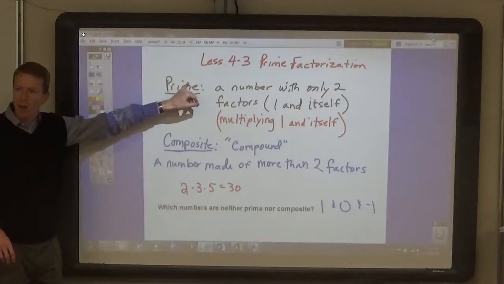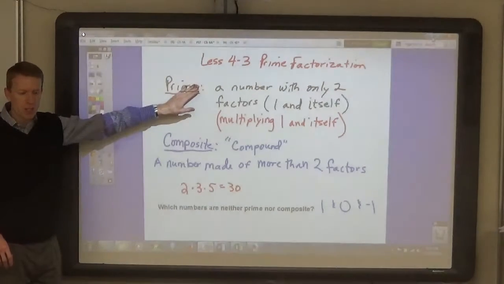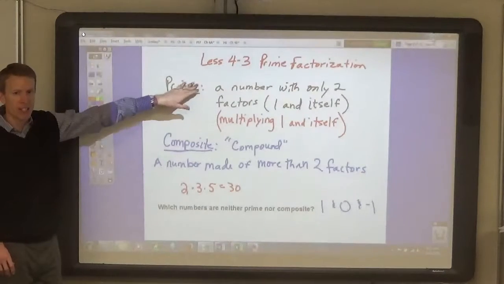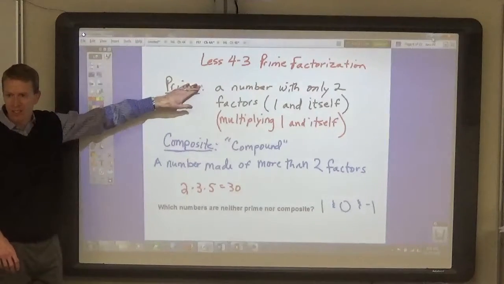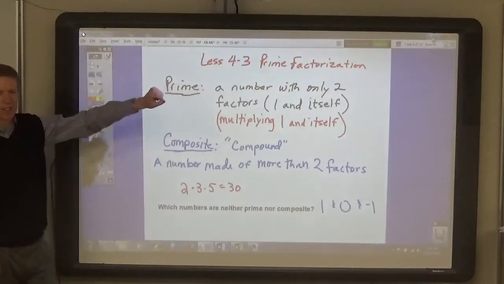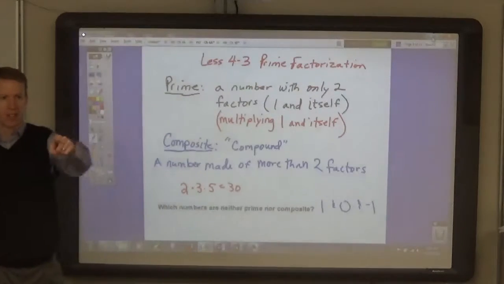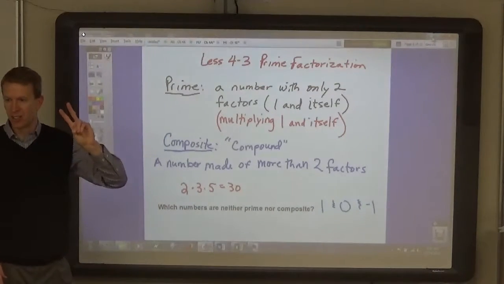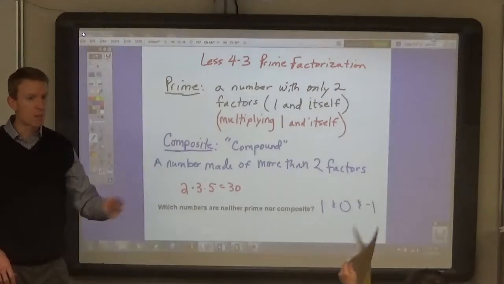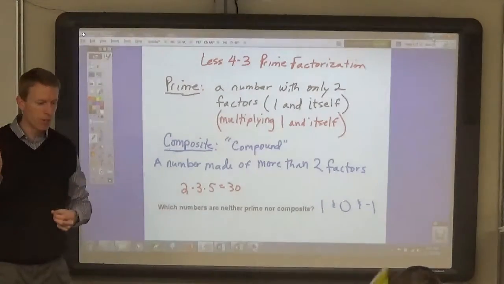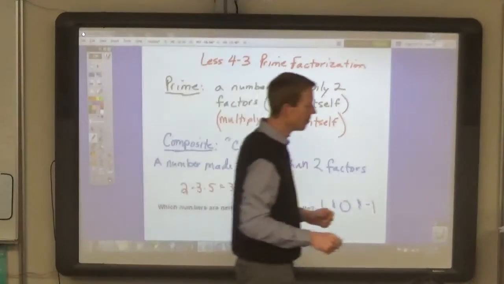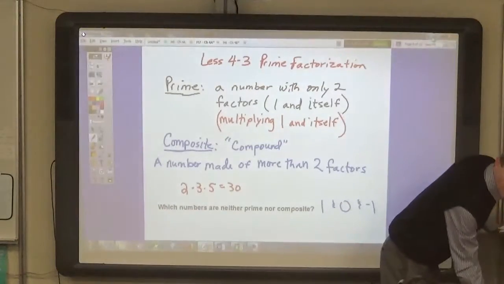We're going to talk about prime factorization. Let's start by going through these terms again. Okay, so everybody understands a prime number. What is a prime number? It's a number with only two factors. So 2 is a prime number because the only way you can make 2 is by multiplying 1 and 2.